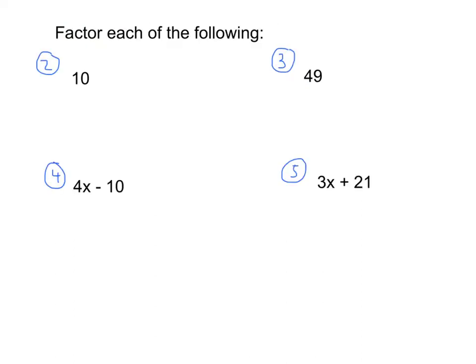All right, go ahead, and I would like you to pause here and factor each one of these. So please pause and do that. All right, so if you were to factor 10, you could factor it as 2 times 5. To factor 49, you'd factor that as 7 times 7. Here's the answers for this. If we were to factor 4x minus 10, we could factor that as 2 times the quantity 2x minus 5. And why does that work? Because if we distribute, 2 times 2x, we get 4x. 2 times negative 5 gets me negative 10. And if we were to factor 3x plus 21, that could be factored as 3 times the quantity x plus 7. Okay? Easy, right?